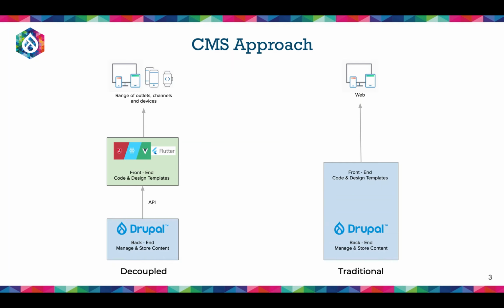But in a decoupled CMS implementation, Drupal is responsible for managing and storing the content, and then it will expose that content in the form of APIs. Drupal will not be used for rendering the front end. The front end can be rendered by another technology like JavaScript frameworks such as Angular, Vue, React, or a framework such as Flutter can be used to create native mobile applications using the content.